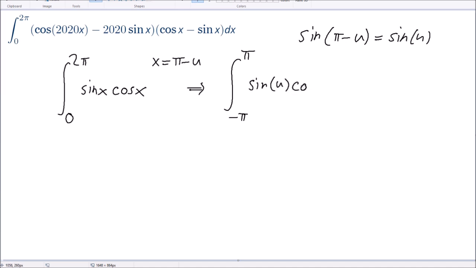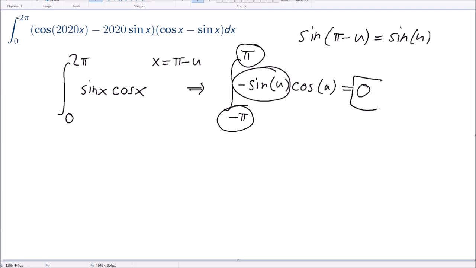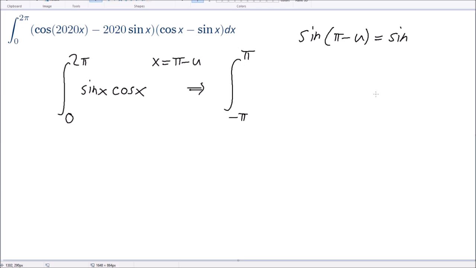This is going to be, well, technically this would be negative cosine u, but I can just put the negative here. But the thing is, this is just going to be equal to 0. The reason is that this and this, it's pretty much like negative a to a, and then an odd function here. Whenever you see something like that, an odd function, this just goes to 0. And the reason why this happens is because these are periodic.